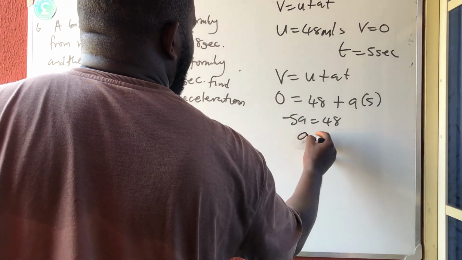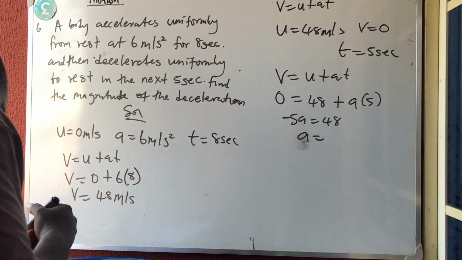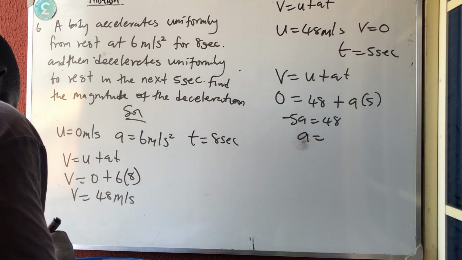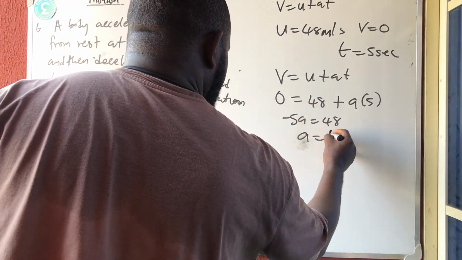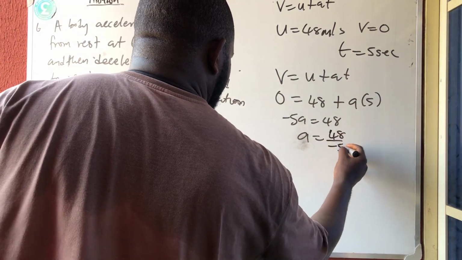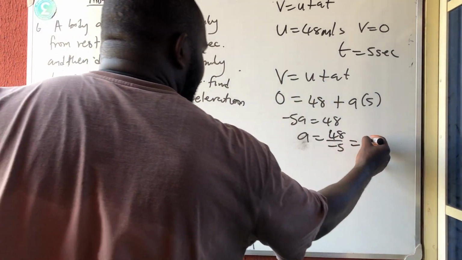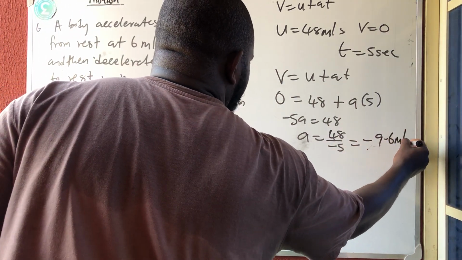So a is now 48 divided by minus 5. So what do I have? I think minus 9 point something, minus 9.6 meter per second square.